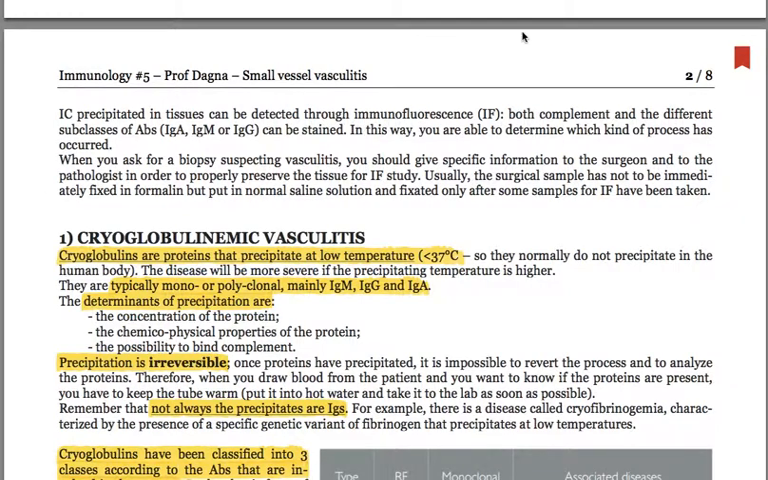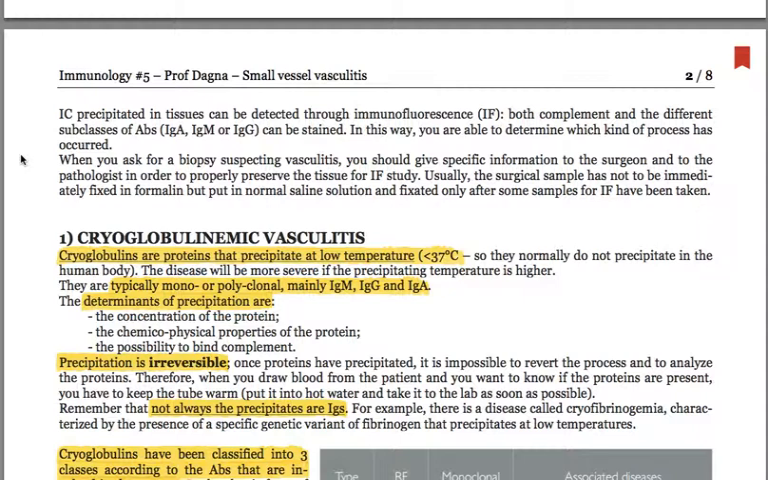Immune complexes precipitated in tissues can be detected through immunofluorescence. Both complement and the different subclasses of antibodies can be stained. In this way, you are able to determine which kind of process has occurred.